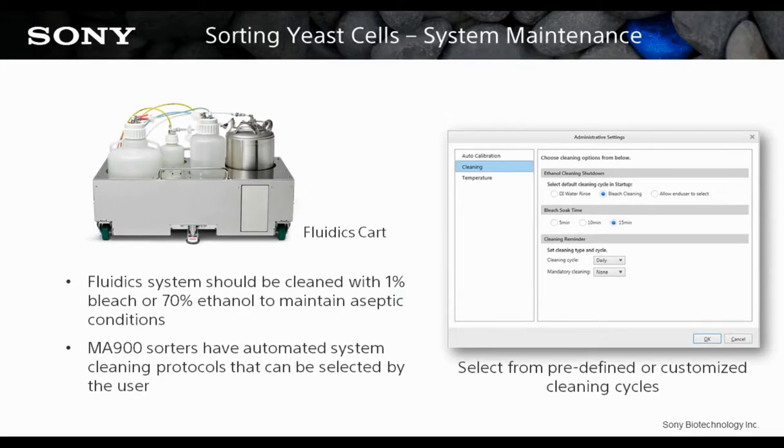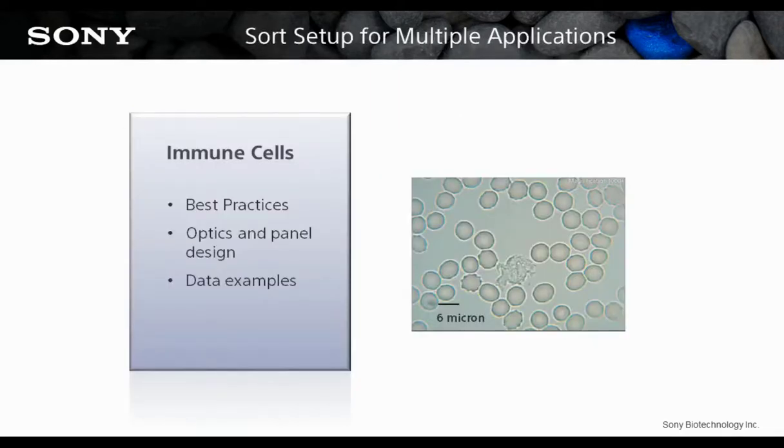For a very thorough cleaning of the entire fluidic system, you may use 1% bleach or 70% ethanol to maintain aseptic conditions. Sony MA900 sorters have automated cleaning protocols with customizable settings and even cleaning reminders. So together, all these features give you the benefit of using the instrument, not only for yeast, but for a variety of other applications across different user groups.